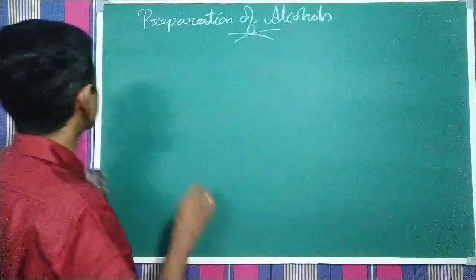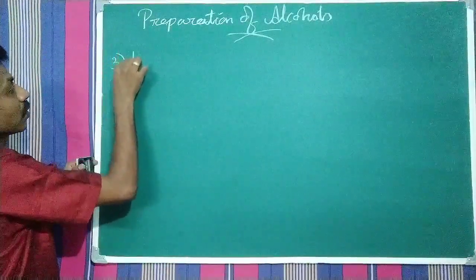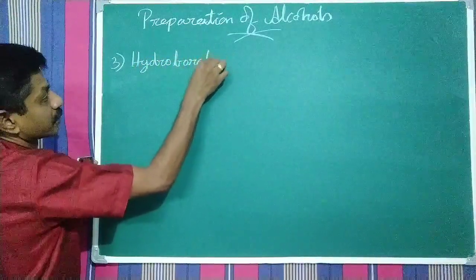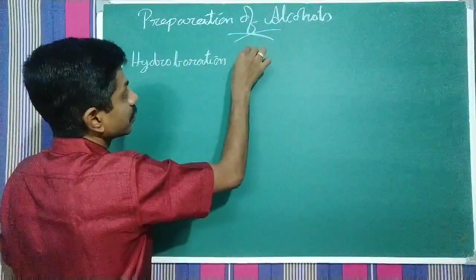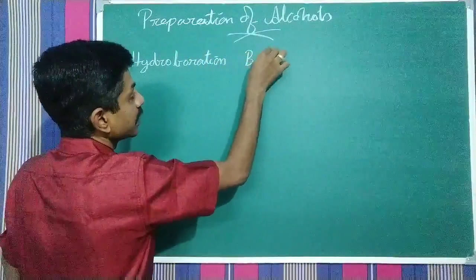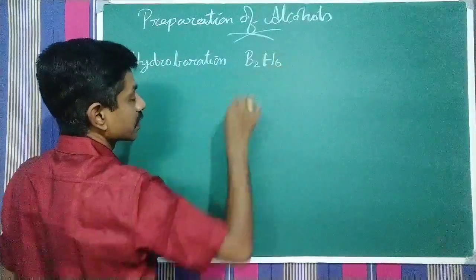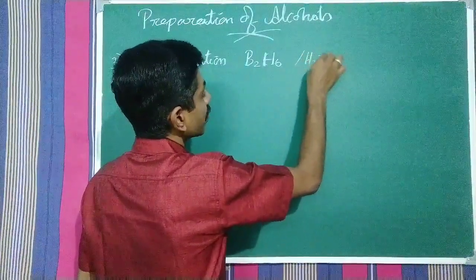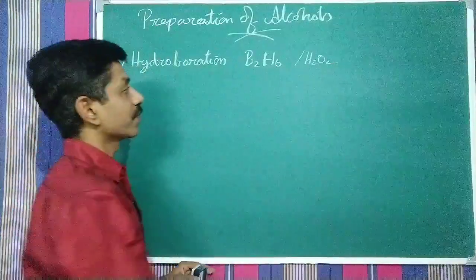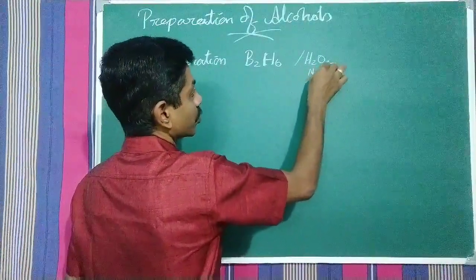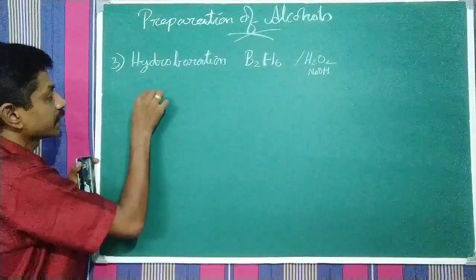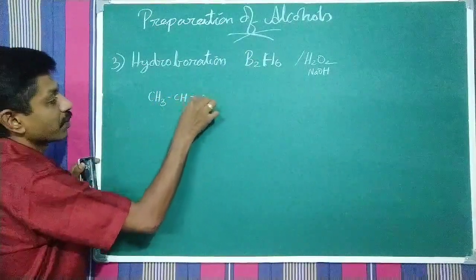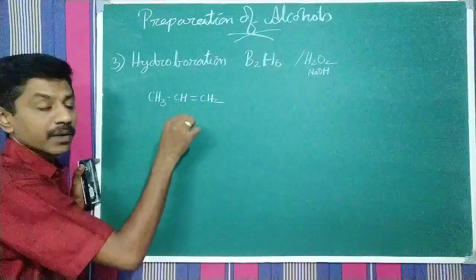The third method of preparing alcohols is hydroboration. For that purpose, we need the presence of diborane, that is B2H6, and also hydrogen peroxide in the second step in the presence of sodium hydroxide, NaOH. So what are we going to do? We are going to take an alkene only. Let us take an alkene like CH3CH=CH2. This is propene or propylene.